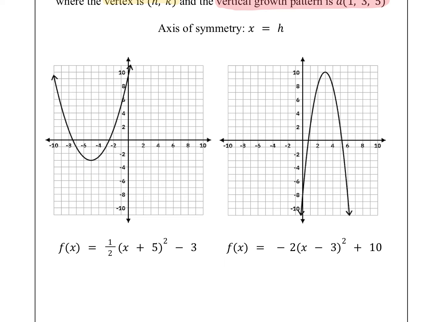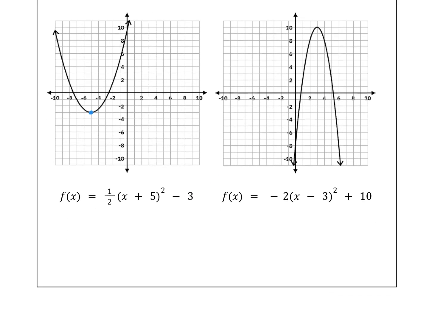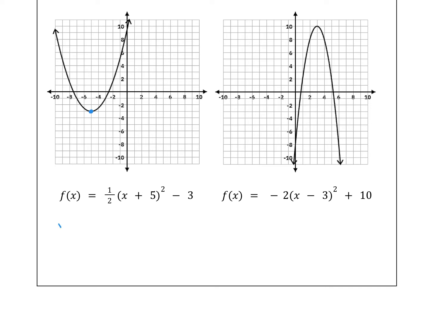So if you look at this first graph, look where our vertex is right here. It's at negative 5, negative 3. So notice here we have x plus 5 and then the minus 3. So it's negative 5, negative 3 would be our vertex. Write that in. And then if you look here, we have an a value of 1/2.